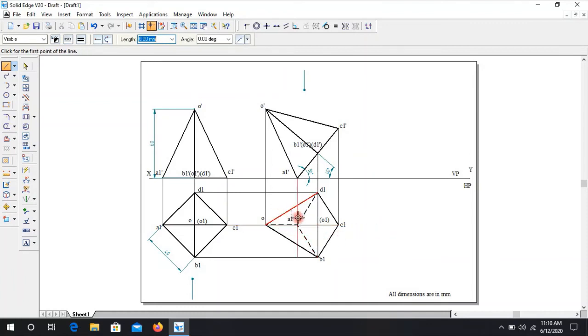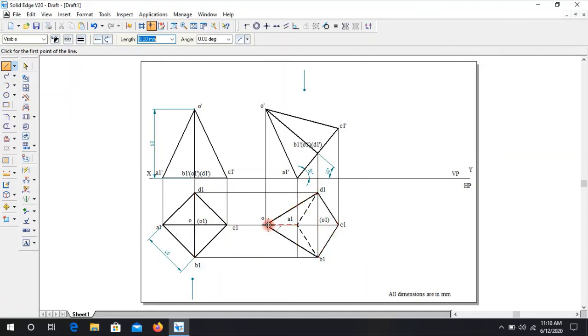Now I am having 3 lines from A1, its work is complete. I am having 3 lines from B1, its work is also complete. Last point C1, I am having only 2 lines from C1, so that means 1 line is pending. The pending line is C1 to D1, C1 to B1, C1 to O is pending. So C1 to O is pending.